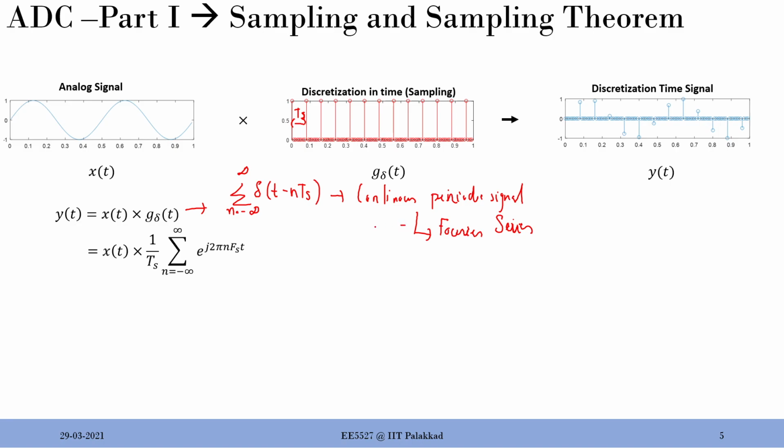Okay, so the Fourier series expression is exactly this. If I take the Fourier series of this particular signal, it can be expressed in this particular term. So that's the concept. Let me quickly derive how this is obtained.